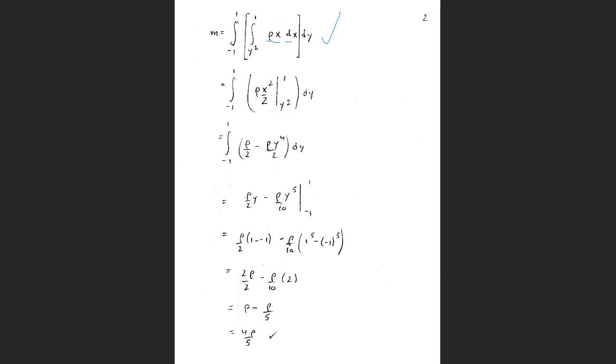So you just work it through, and then you're going to get this single integral, and you work it through. And in the end, you're going to get 4 rho divided by 5. Let me know if you need me to go over any of the details here. I think it's pretty clear, but just ask if you have a question.